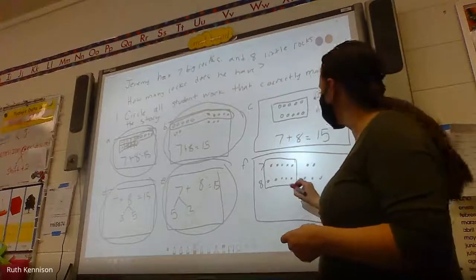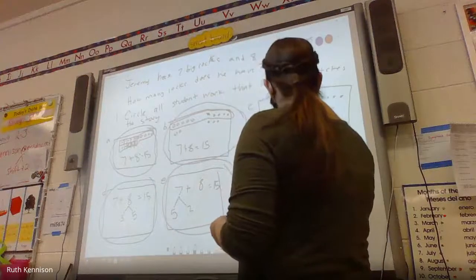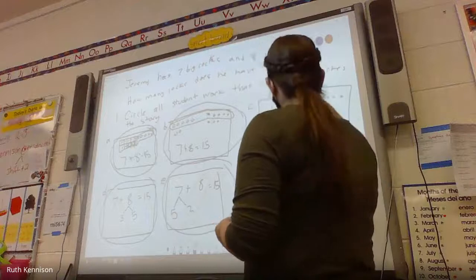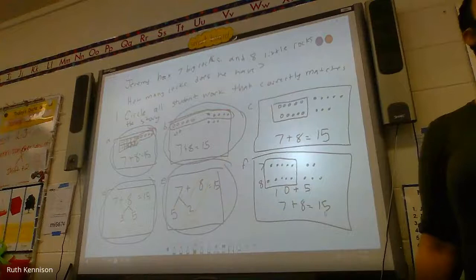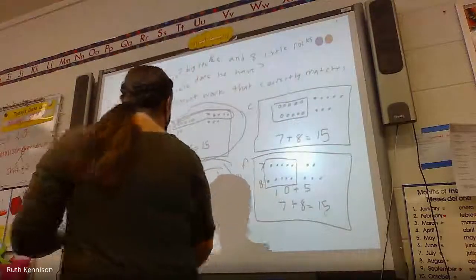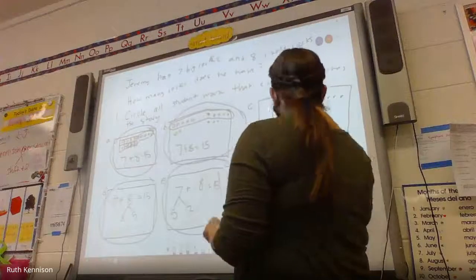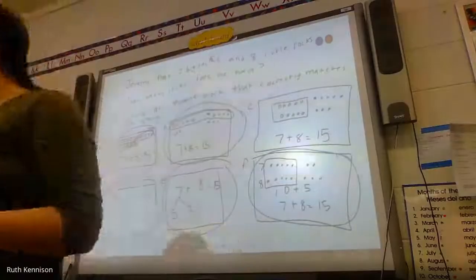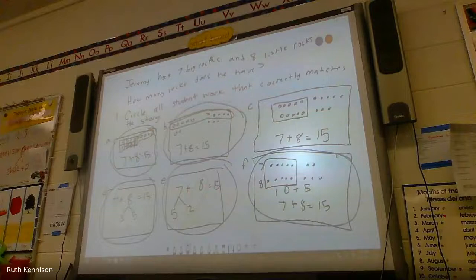Is that correct? So they have 10 plus 5. That would be 7 plus 8 equals 15. Did they do their work correct? Yes, they did. So we would also circle that one. Do you see how there's many ways to do it and still get the correct answer? You don't circle that one, Miguel. This one is wrong.